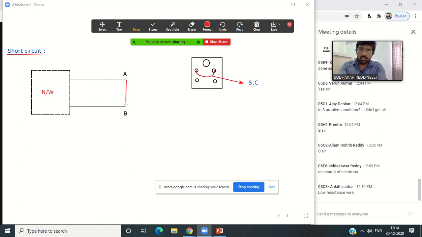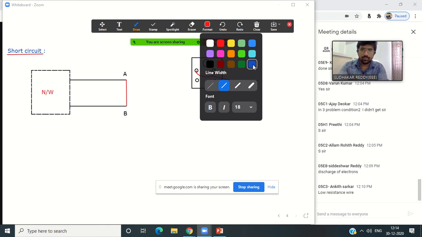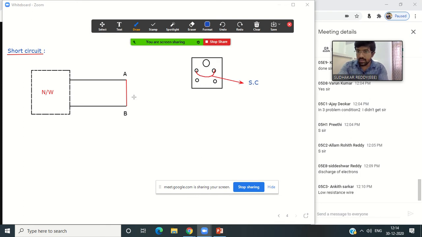If you connect a conductor between the 2 points A and B, yes or no? That leads to a short circuit, I'm telling. So which type of material are we connecting between the 2 points? Is it a conductor or any other metal we are connecting there? We are connecting a conductor, right? Yes sir, there is no doubt. That should be a conductor only.